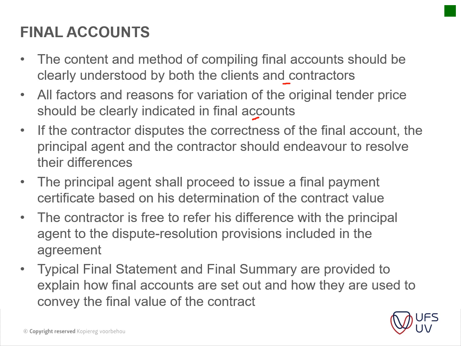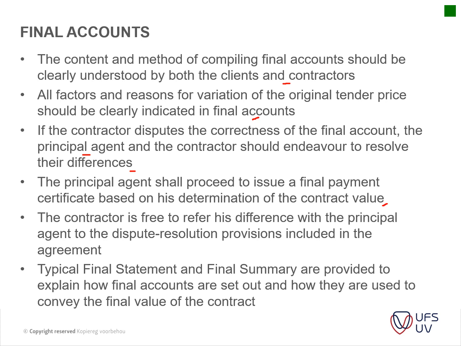If the contractor disputes the correctness of the final account, the principal agent and the contractor should endeavor to resolve differences. This is usually done by the QS and the contractor before it actually goes to the principal agent, just to save time, because it is quite a cumbersome job of going back and forth between certain items first. So it's best to sort it out first and then go to the principal agent.